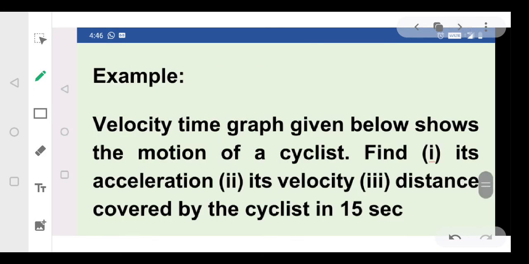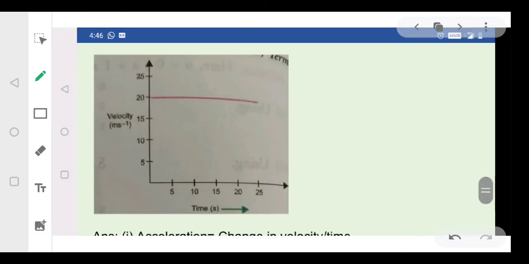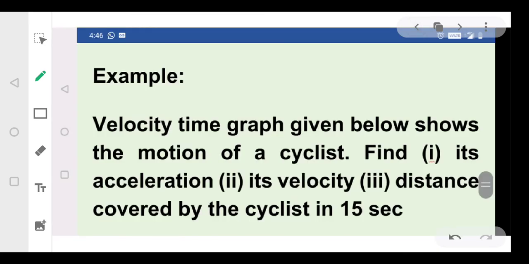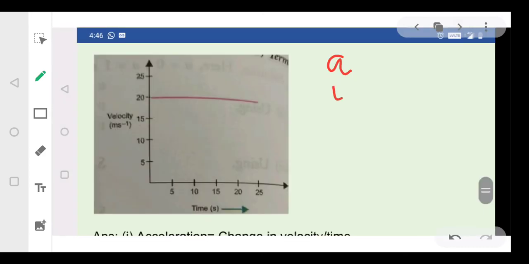Now let us come to the final numerical for today's session. The velocity time graph given below shows the motion of a cyclist. Find its acceleration, velocity, and distance covered by the cyclist in 15 seconds. Alright, so we'll first have to see what type of graph is given to us. This is the graph which is given to us. It is a velocity time graph. He has asked us to find acceleration, velocity and distance travelled. These three things we have to find.